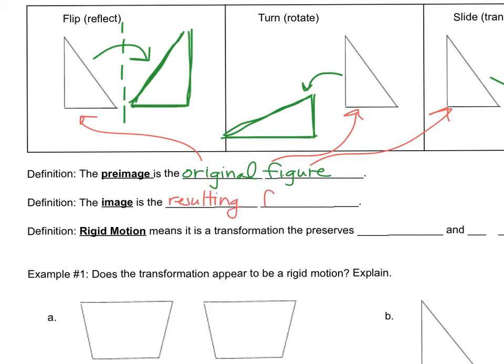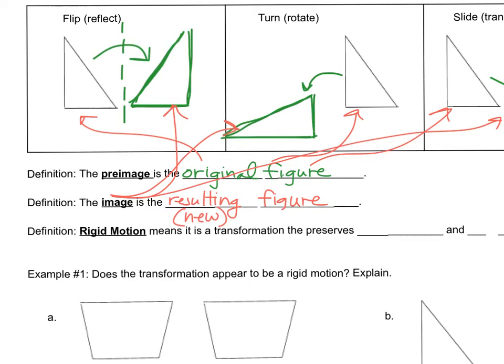The image then is the resulting figure for whatever transformation we undergo. So the resulting figure, or you could say it's the newer figure, the new figure that you come up with. So your image would be the greens up here. Okay. So preimage, first, image, what it becomes.